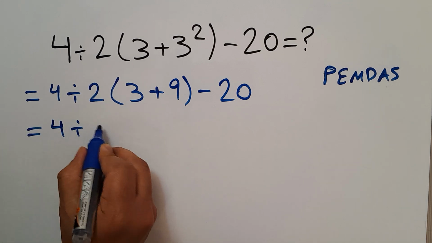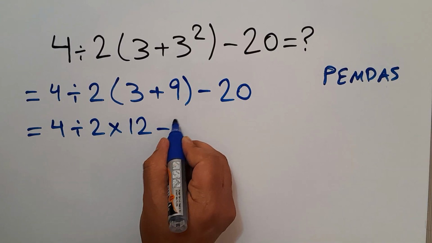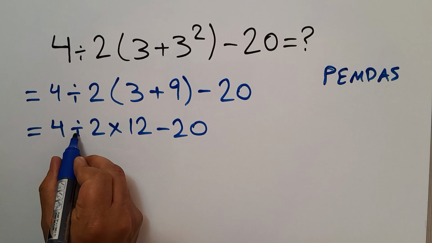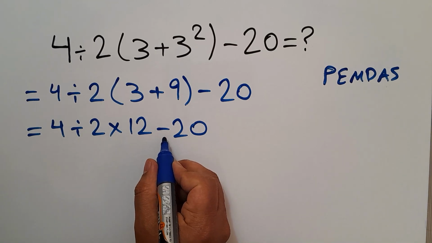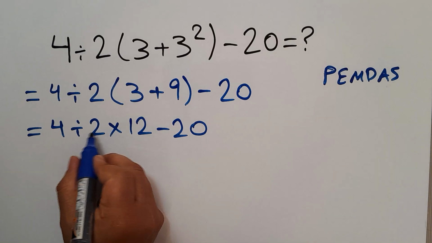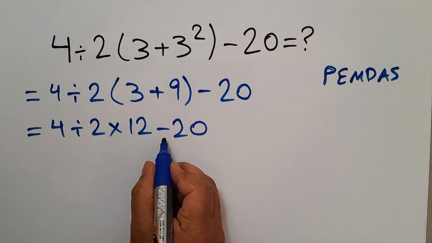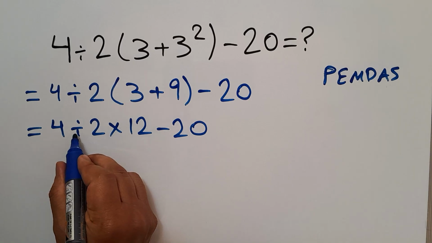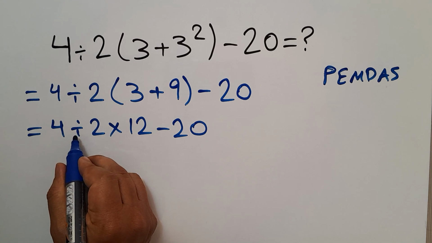4 divided by 2, then times 12 minus 20. And here we have one division, one multiplication, and one subtraction. As we know, multiplication and division have higher priority than addition and subtraction. So we first do multiplication or division. Remember that multiplication and division have equal priority and we work from left to right.